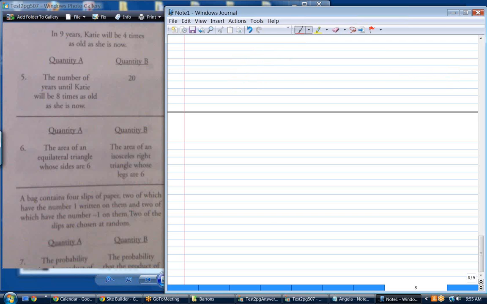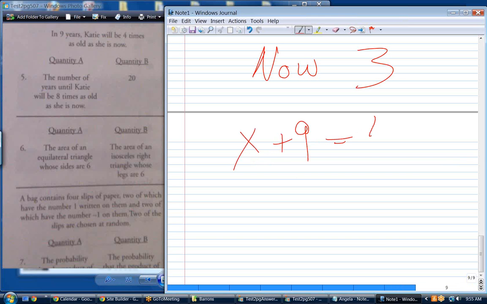You could also do it algebraically, saying that whatever her age is now is x. So x plus 9 equals 4x, right? In other words, if we wanted to solve that first statement algebraically, we'd let x be how old she is now, and in 9 years she'll be 4 times x. And that gets it also. But trial and error isn't bad.